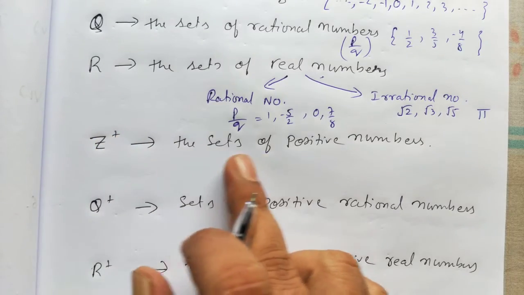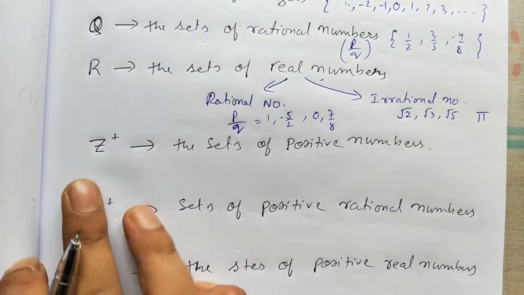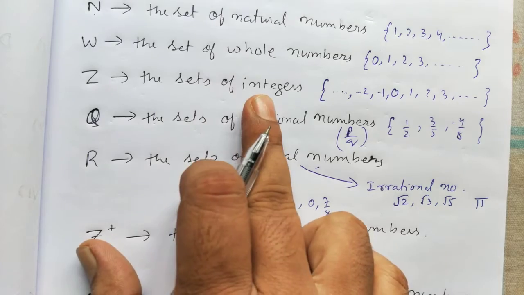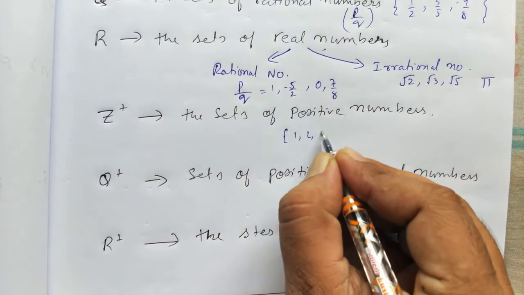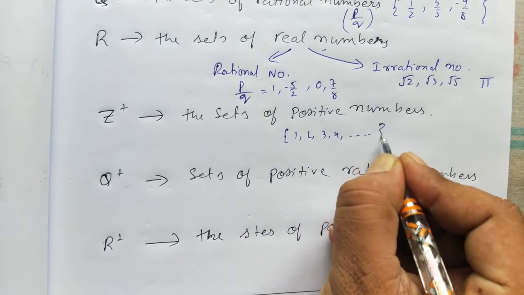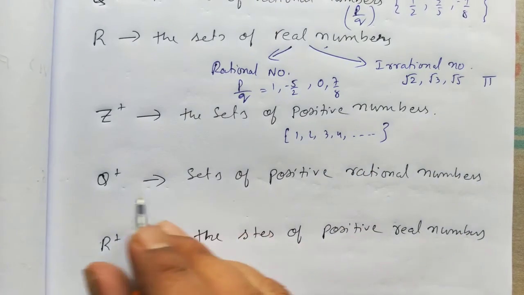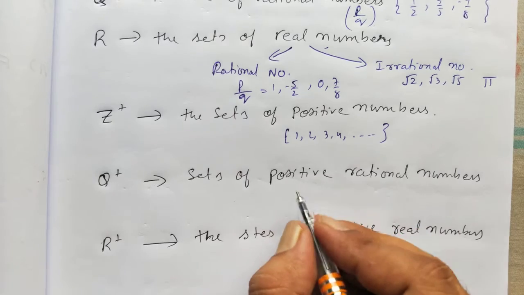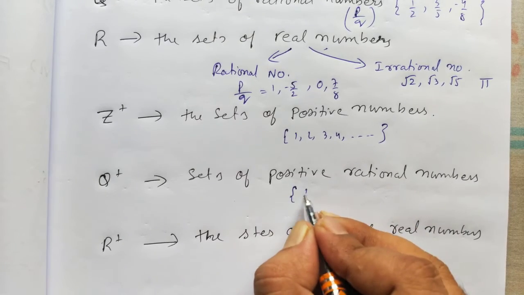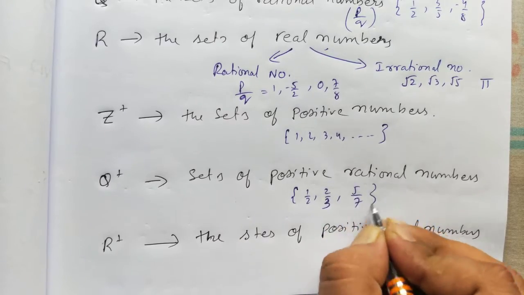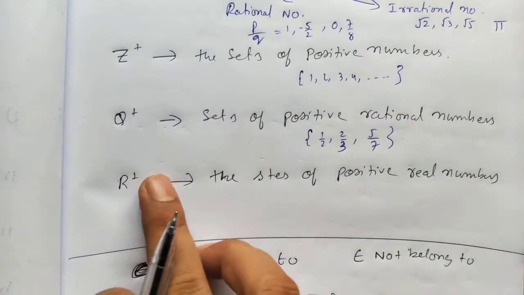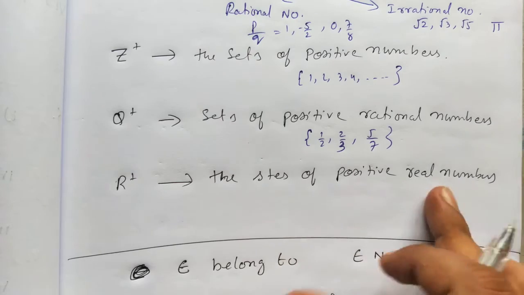Z plus means the set of positive integers. Actually Z is integers, but Z plus means positive numbers. That means 1, 2, 3, 4, and it goes on. And Q plus means the set of rational numbers, but they must be positive. It can be 1 by 2, 2 by 3, 5 by 7, no negatives. Clear?